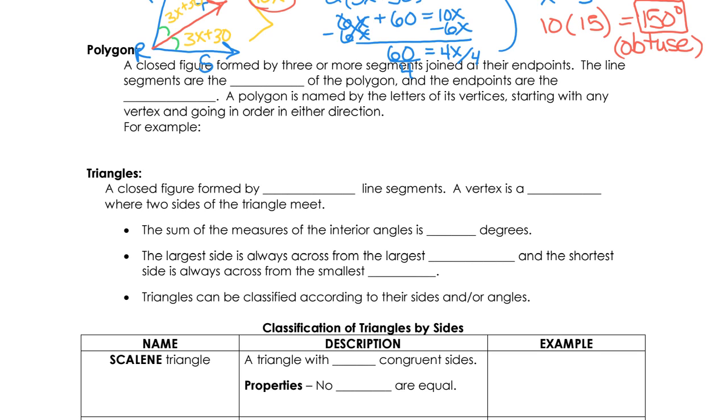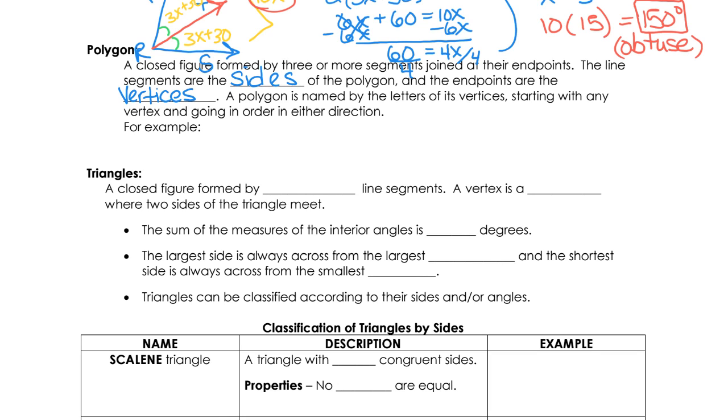4 sides is called a quadrilateral. 5 sides is called a pentagon. 6 sides is a hexagon. 7 sides is a heptagon. 8 sides is an octagon. Okay, and so on and so on. So the line segments are the sides of the polygon, and the endpoints are the vertices, also known as a vertex.